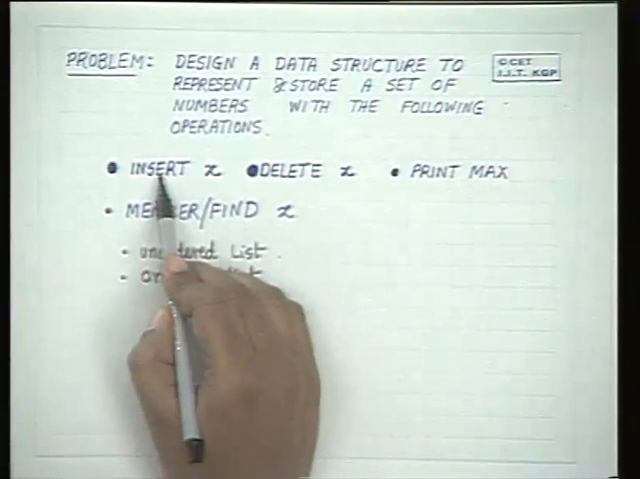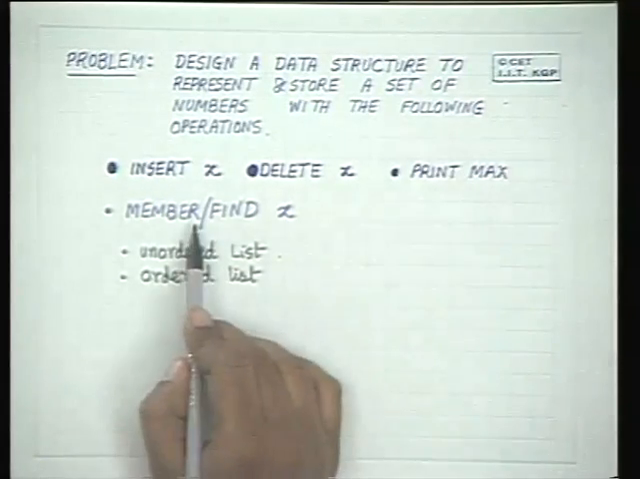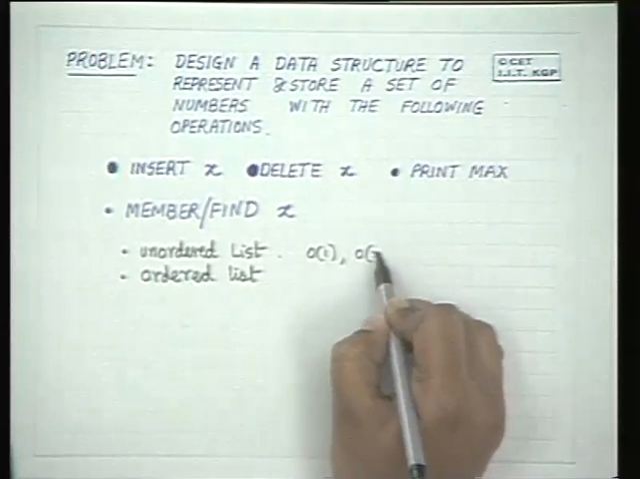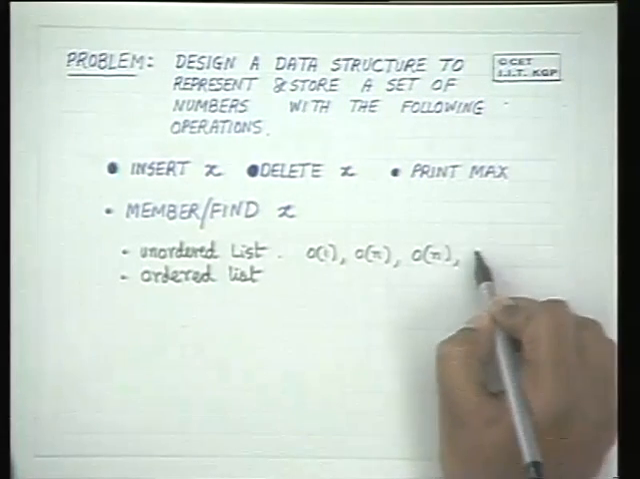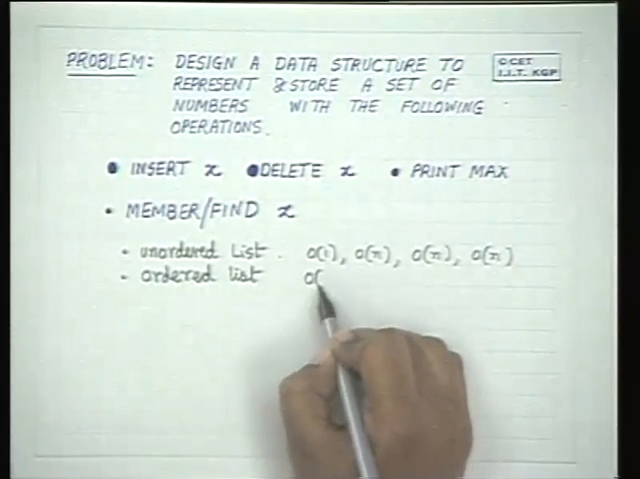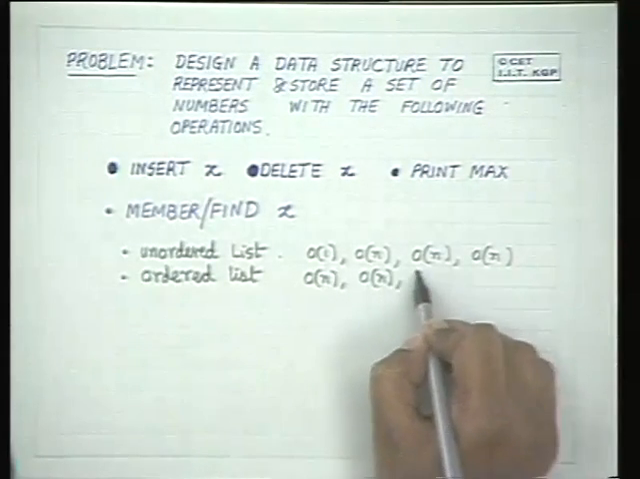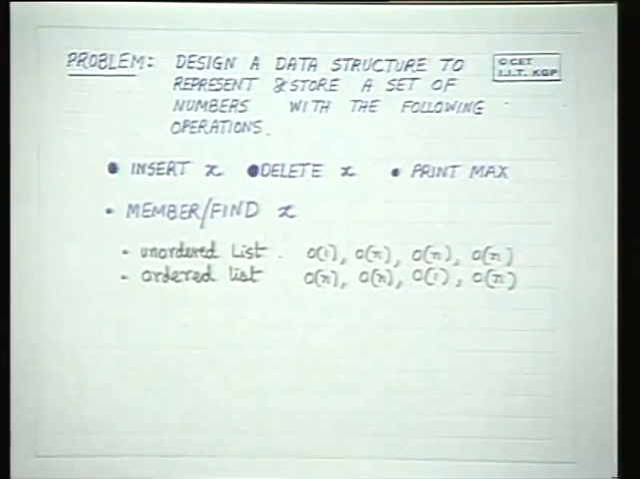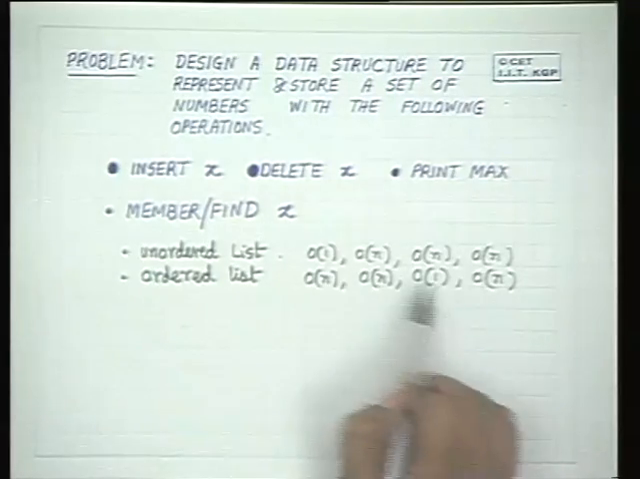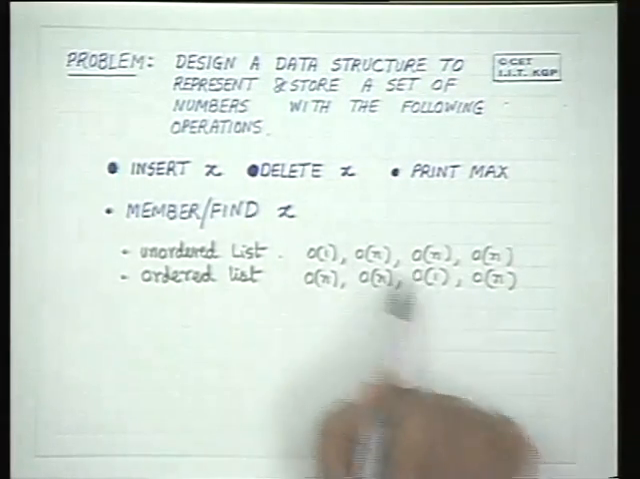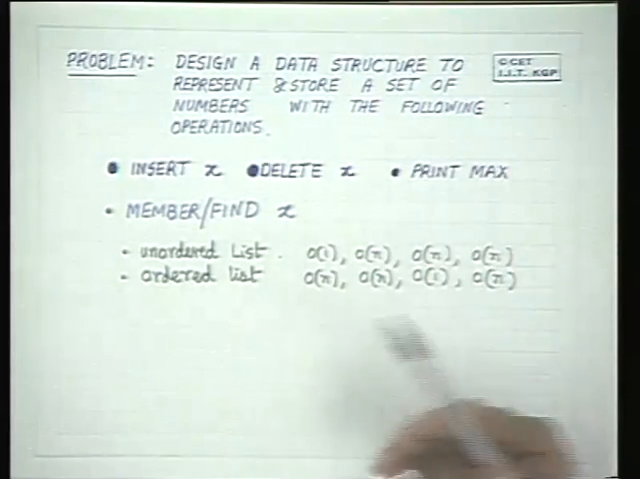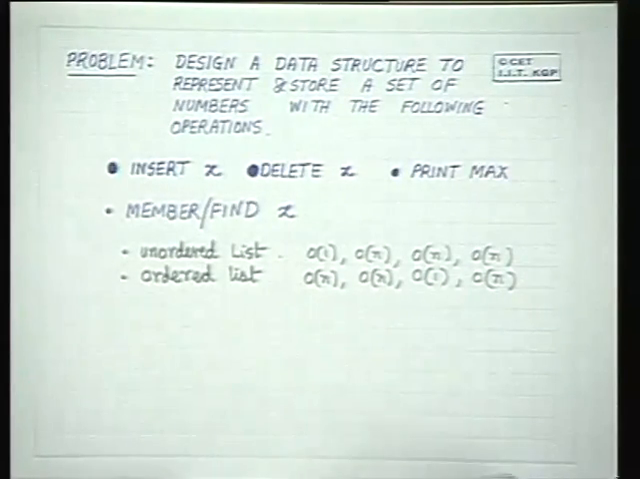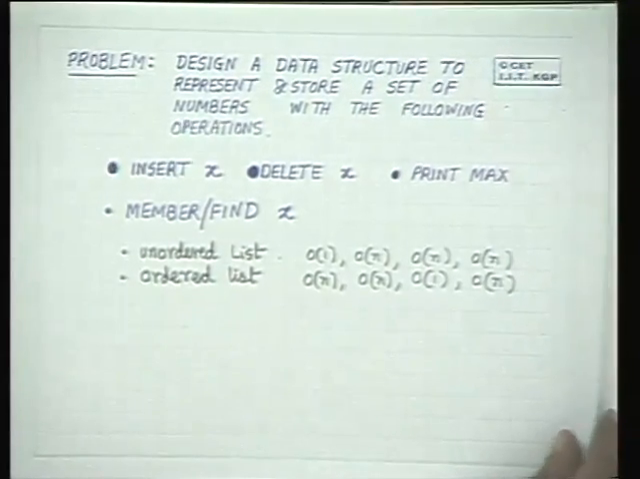In an unordered list, insert is constant, order n, order n. So order 1, order n, order n, and order n. And in an ordered list, it is order n, order n, order 1, and order n. Both are competitive, and you would just argue between the probable times insert comes and print max comes, and they are both equivalent in nature. Now let us see whether we can do something more interesting, and I will try to show you by example how something more interesting can be done.